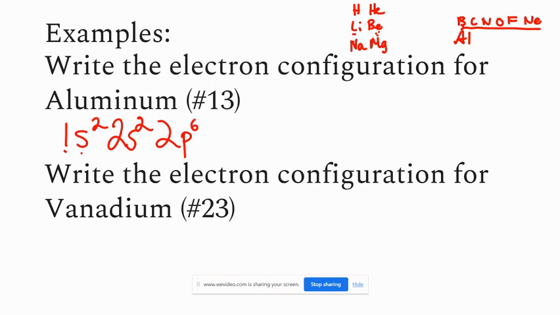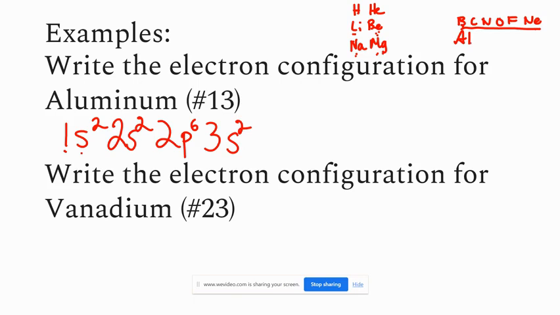What comes after neon? Sodium. So I need sodium and magnesium. What is my N value for sodium and magnesium? 3. What block am I in? Do I need both of those to get to aluminum? What comes after magnesium?